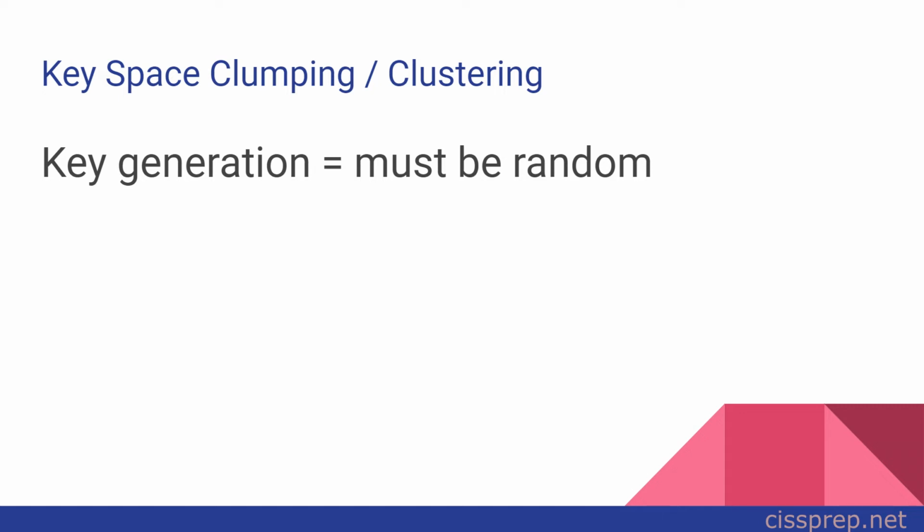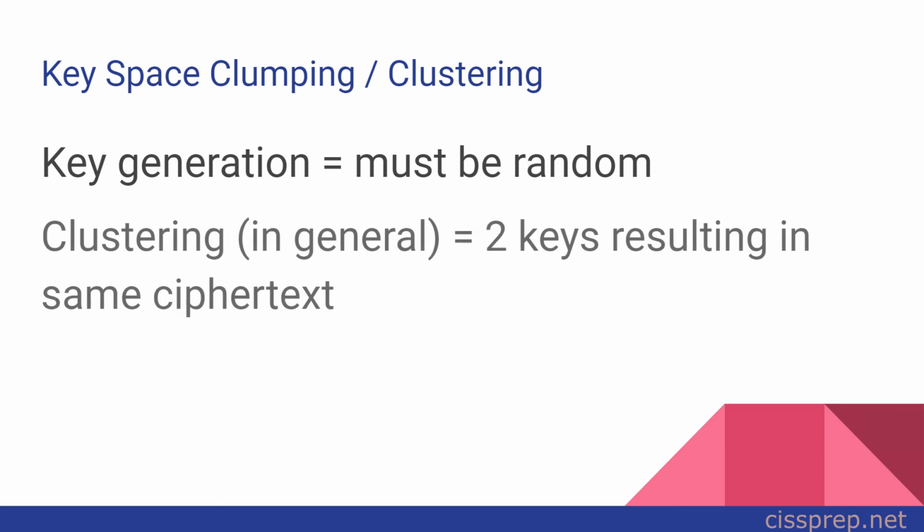Please be aware that the term clustering in general refers to different keys producing the same ciphertext for a given algorithm. You may or may not get a question on this. I'm just here to kind of give you what's new on this. So once again, key space clumping and key space clustering are different than clustering in general. So keep that in mind. These have to do with key generation not being as random. When you're clumping, I guess it's not as random or something like that.